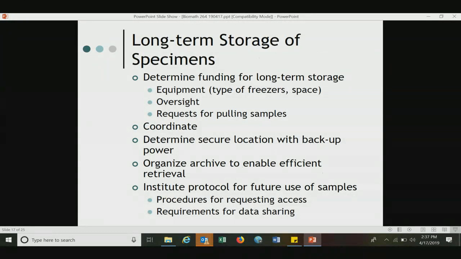You need to coordinate what that long-term storage is going to be and determine that there's a location.